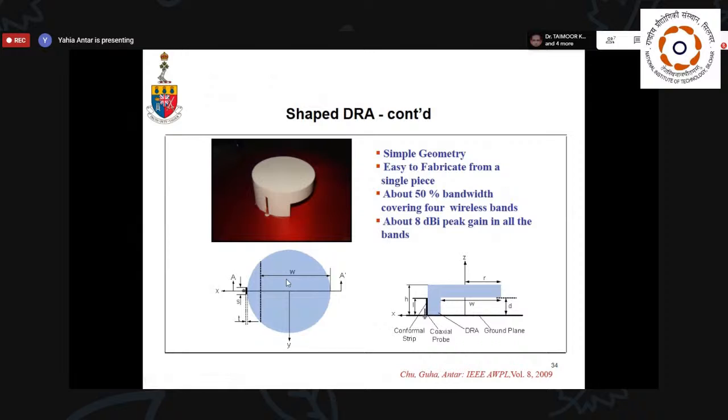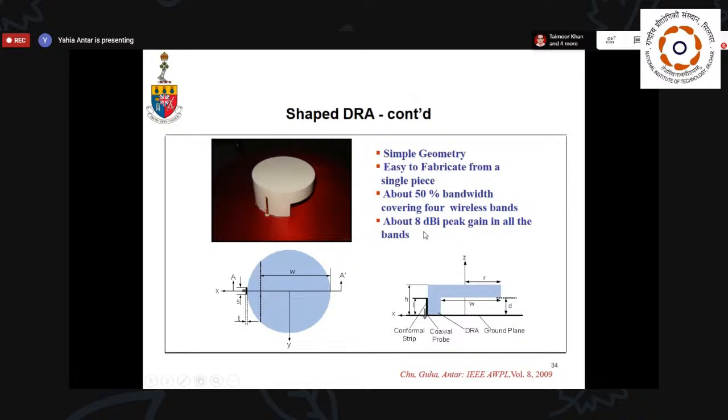This is one shape we did actually some time ago. And you can see from that configuration here, it was cut this way, and this is a very simple geometry. It's not hard to fabricate. And there you actually get 50% bandwidth, which is quite a good bandwidth, seeing the simplicity of the design. So this is the antenna, and this is the feed here. And this antenna has about 8 dB gain.